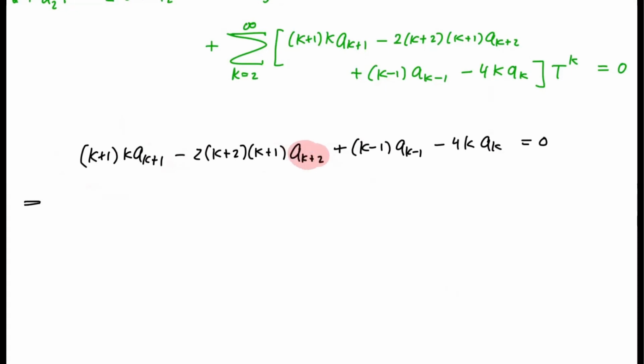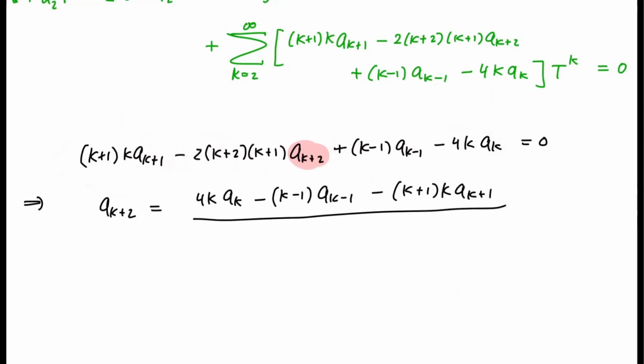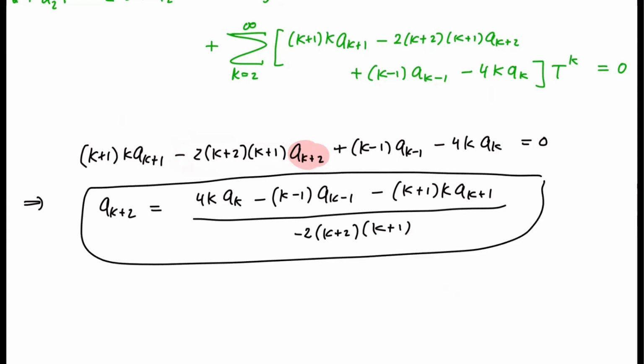So just a little bit of algebra. You'll have a sub k plus 2 is equal to positive 4k times a sub k minus k minus 1 times a sub k minus 1, and then minus k plus 1 times k times a sub k plus 1. And we're going to divide that by these coefficients right here to isolate a sub k plus 2. So you'll have negative 2 times k plus 2 times k plus 1.